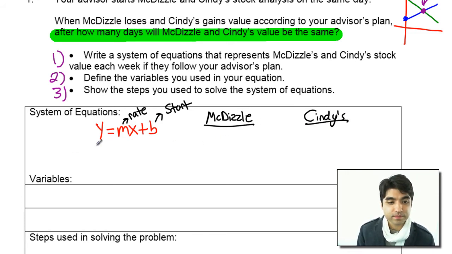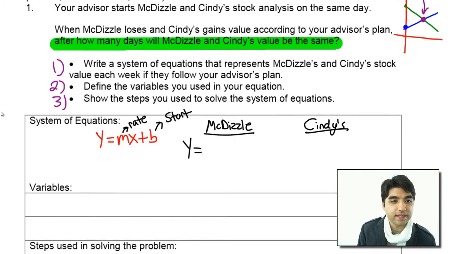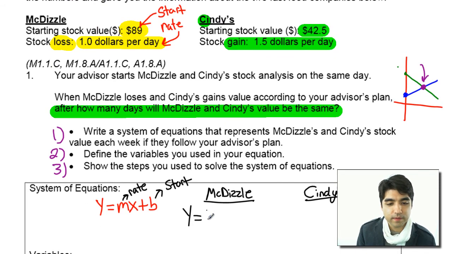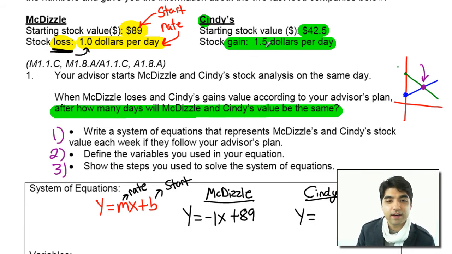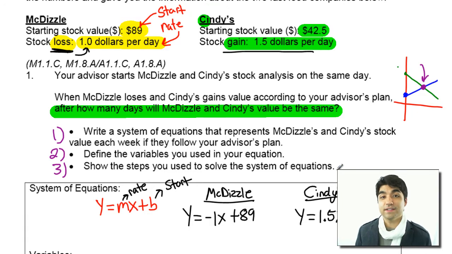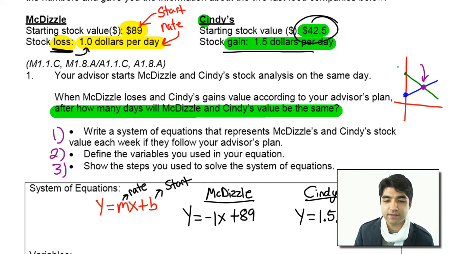So mcdizzle is y equals, m is $1 per day, and then we are losing, oh, I'm sorry, we're losing $1 per day. So it's minus 1x. Okay, so that was my bad. We're losing $1 per day, so it's negative 1x. Okay, then we started with $89, a positive $89. Okay, but Cindy's, how much are we gaining? We're gaining 1.5x, and our stock value started with, right here, $42.5.